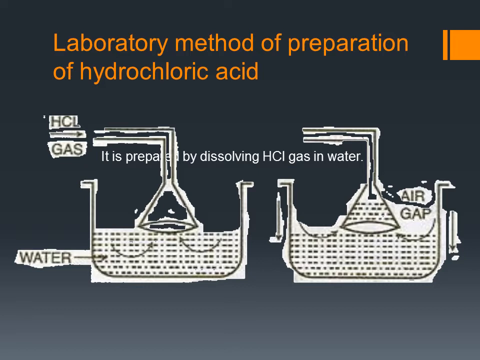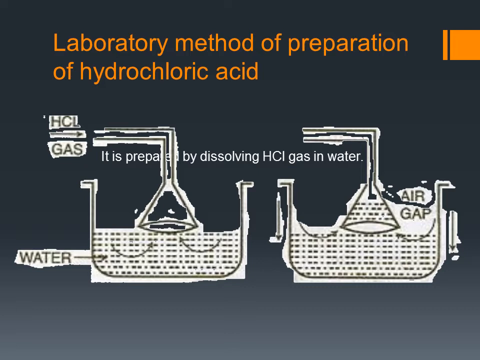Let us see the procedure. An inverted funnel connected to the hydrogen chloride gas supply is placed in the beaker in such a way that it just touches the water taken in the trough. Since HCl gas is highly soluble in water, the water rises up in the funnel.